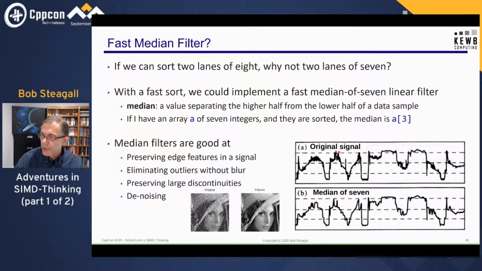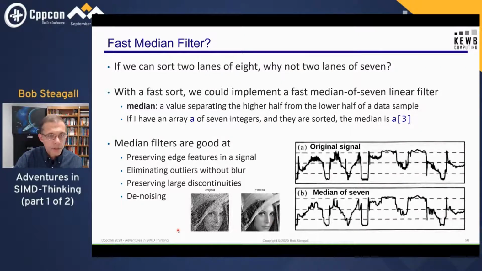On the right here is just a diagram I cribbed from the internet showing an example of an original signal that is a little bit noisy, and then having applied a median of 7 filter to it, you can see that a lot of the characteristics of the original signal are preserved, but it's a little less noisy. And that was the effect that I was trying to achieve. Unfortunately, I didn't have any success doing that.